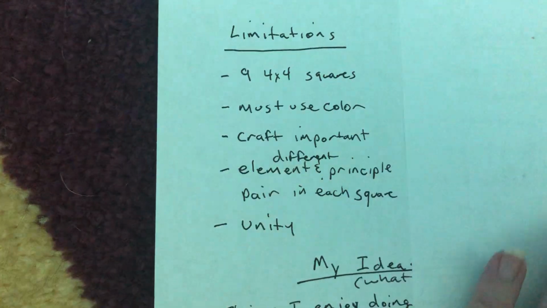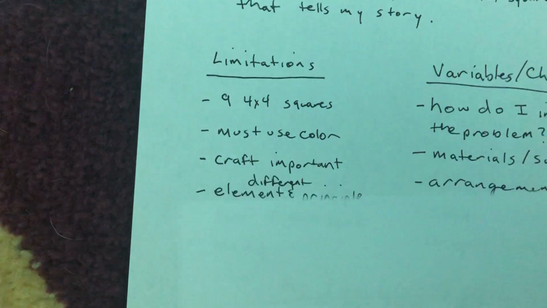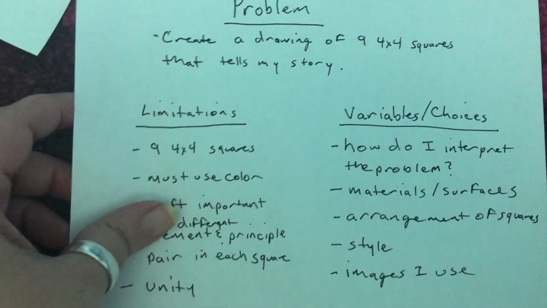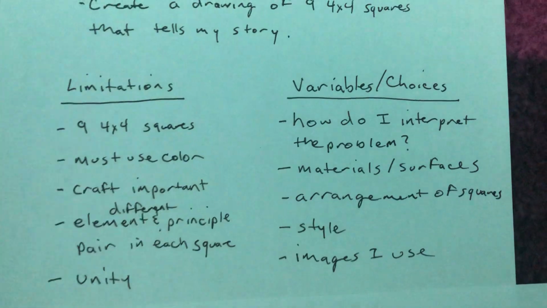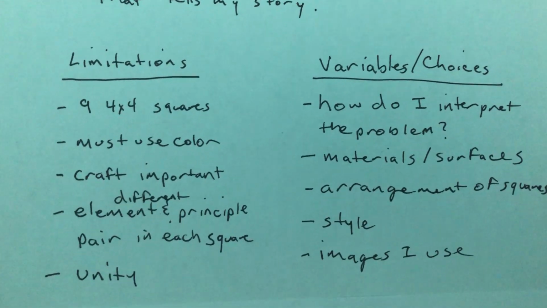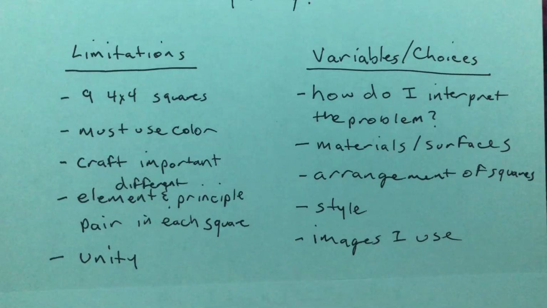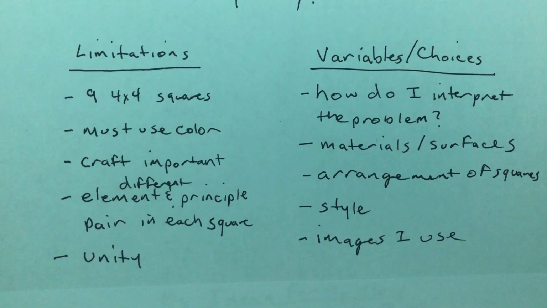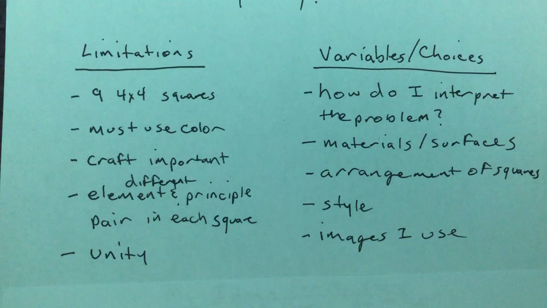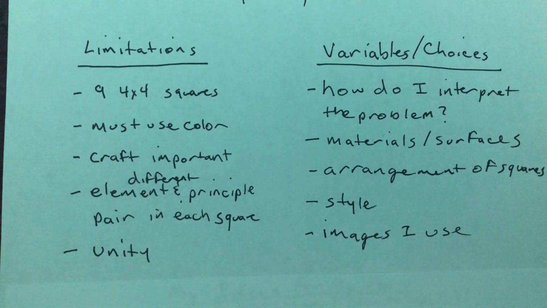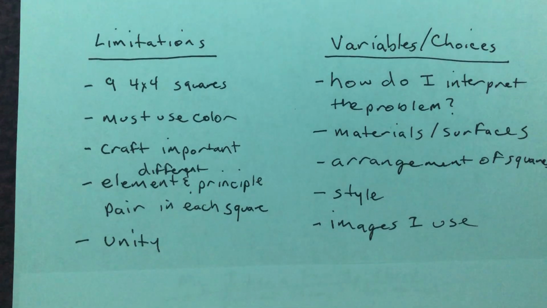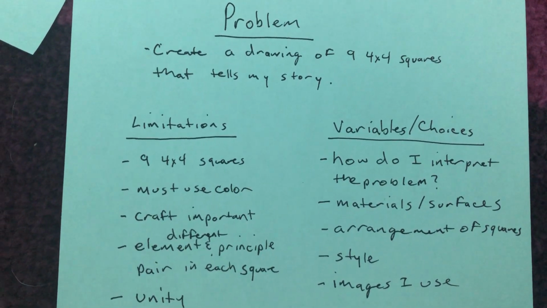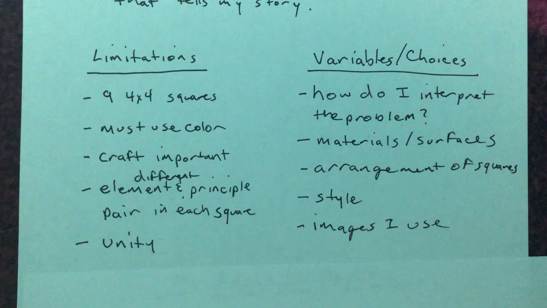Okay. So next, an artist might, so we've got our problem, we've looked at our limitations. So the next thing an artist might identify in their design process is the variables and maybe some of the choices that they're able to make. And this is how I saw it. So how do I interpret the problem? So that's like, okay, the problem is making a drawing that tells my story. What does that even mean to me?